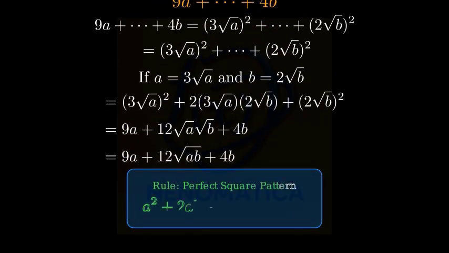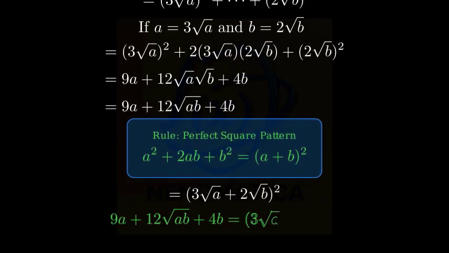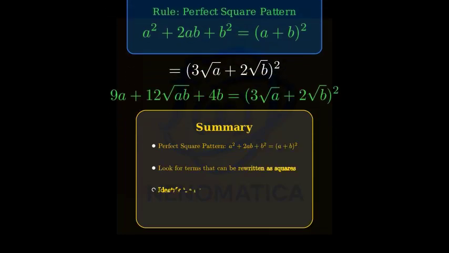Using our perfect square pattern, we can rewrite this as the quantity 3 root a plus 2 root b, squared. So our final answer is the quantity 3 root a plus 2 root b, squared. This means the original expression 9a plus some middle terms plus 4b equals the quantity 3 root a plus 2 root b, quantity squared. Let's summarize what we've learned.